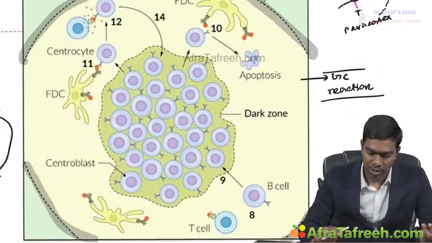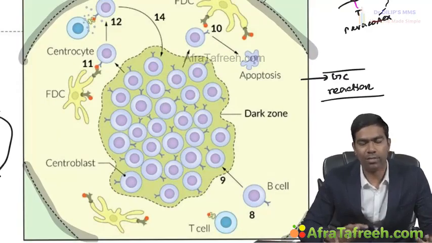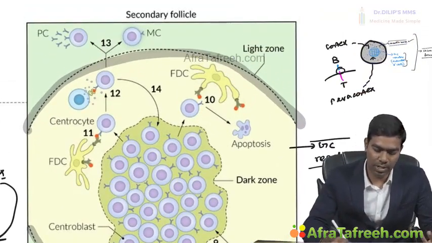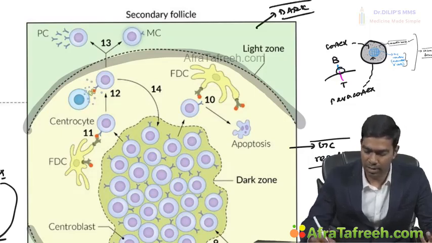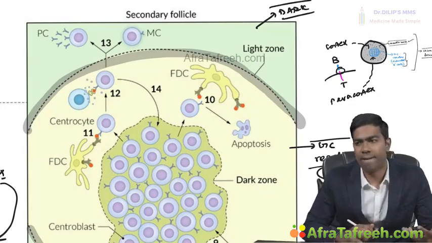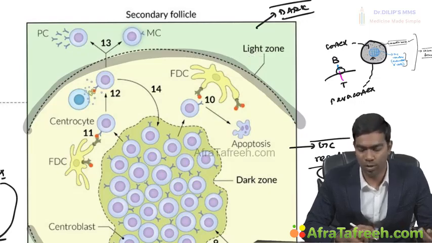Now in the germinal center itself, don't get confused, the mantle zone is generally dark and the germinal center is generally light, which you have seen already in the basics of adaptive immunity. In the secondary lymphoid organs, I've told you, the germinal center is generally light in nature.